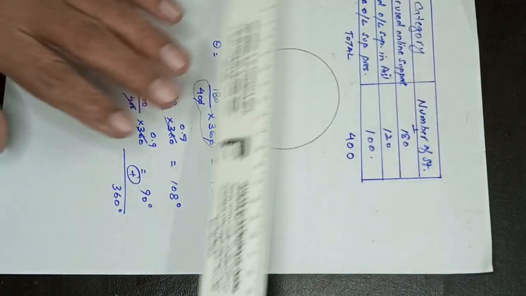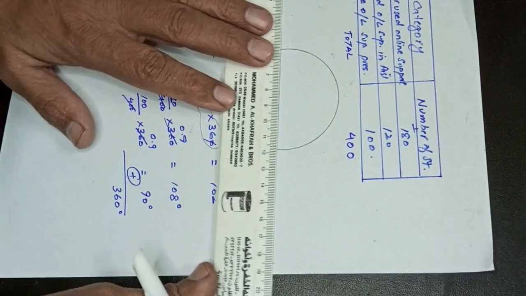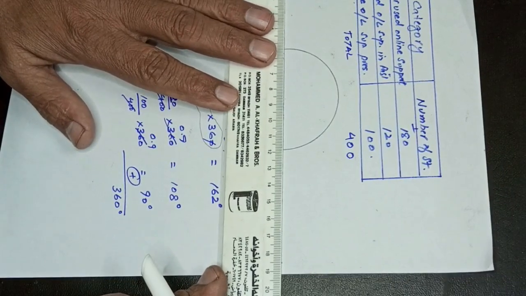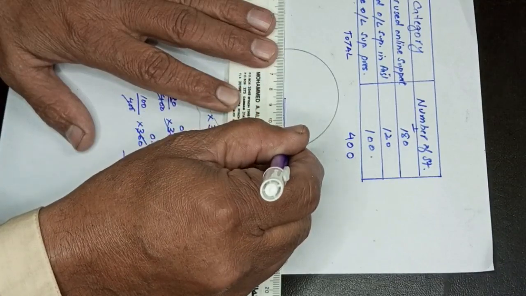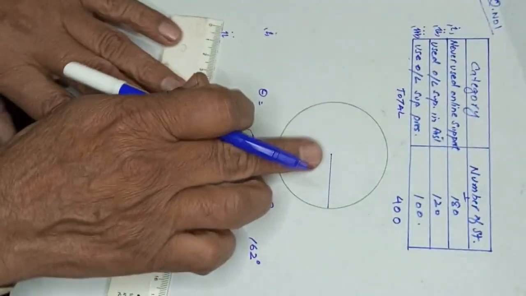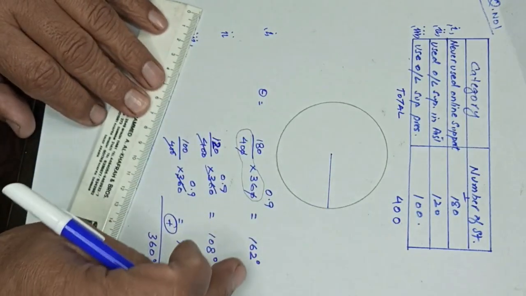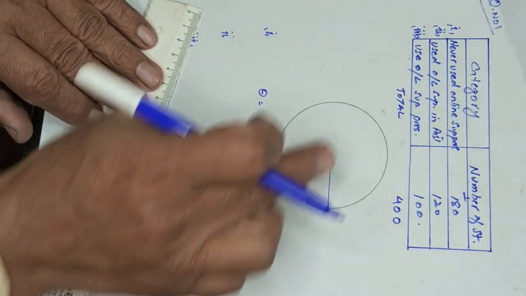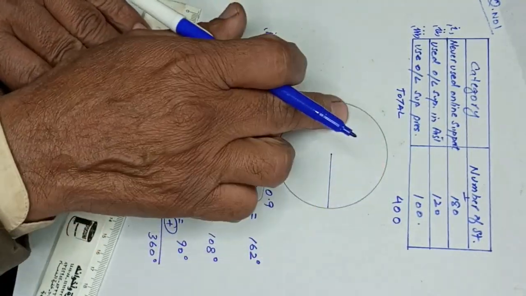Now how will we draw this? It is very simple. We'll start it from anywhere. So I am going to start it from here. Okay, now you see I have drawn a radius. Now from this radius, we are going to draw 162 degrees anti-clockwise.